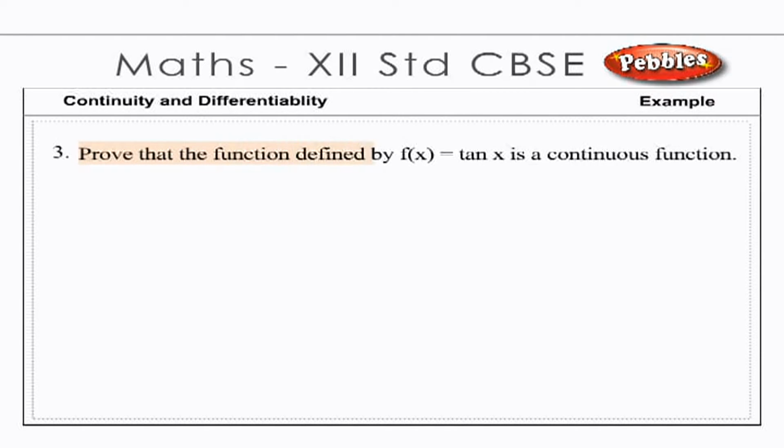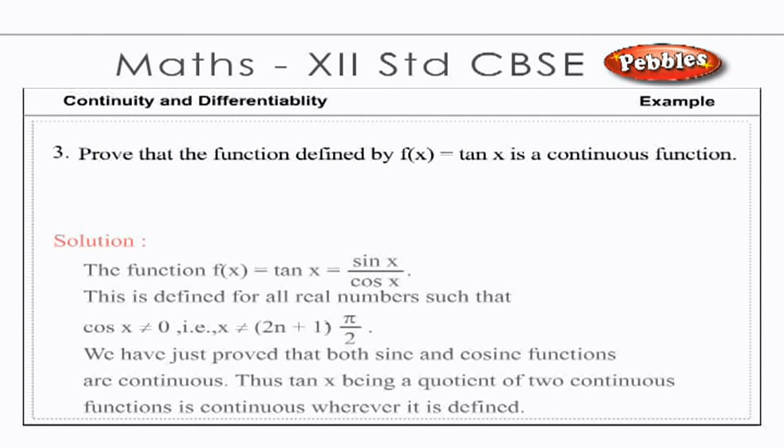Example: prove that the function defined by f of x equal to tan x is a continuous function. Solution. The function f of x equal to tan x equals sine x by cos x. This is defined for all real numbers such that cos x is not equal to 0, that is, x not equal to (2n plus 1) pi by 2. We have just proved that both sine and cosine functions are continuous. Thus, tan x, being a quotient of two continuous functions, is continuous wherever it is defined.